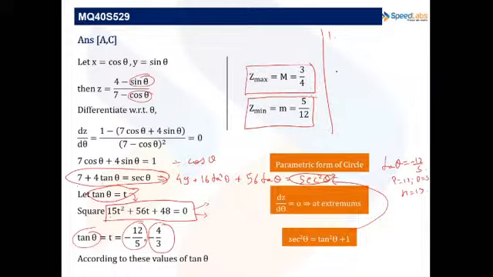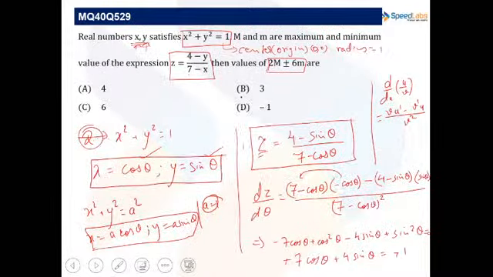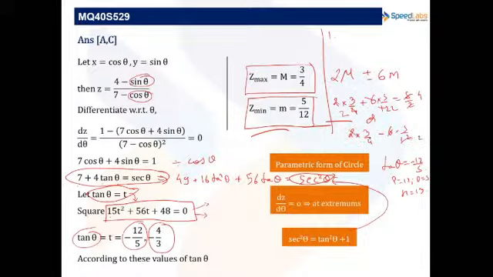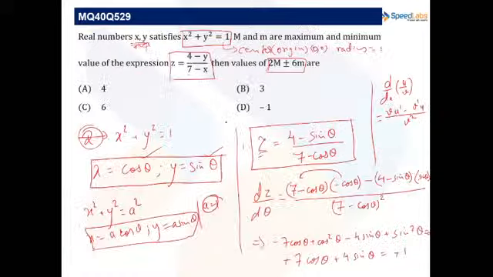In that expression, we need to find 2M plus minus 6m. So that will be 2 into 3 by 4 plus 6 into 5 by 12, or 2 into 3 by 4 minus 6 into 5 by 12. From this we will get the first option, 8 by 2, that is 4. From this we will get minus 2 by 2, that is minus 1. So our options are A and D.